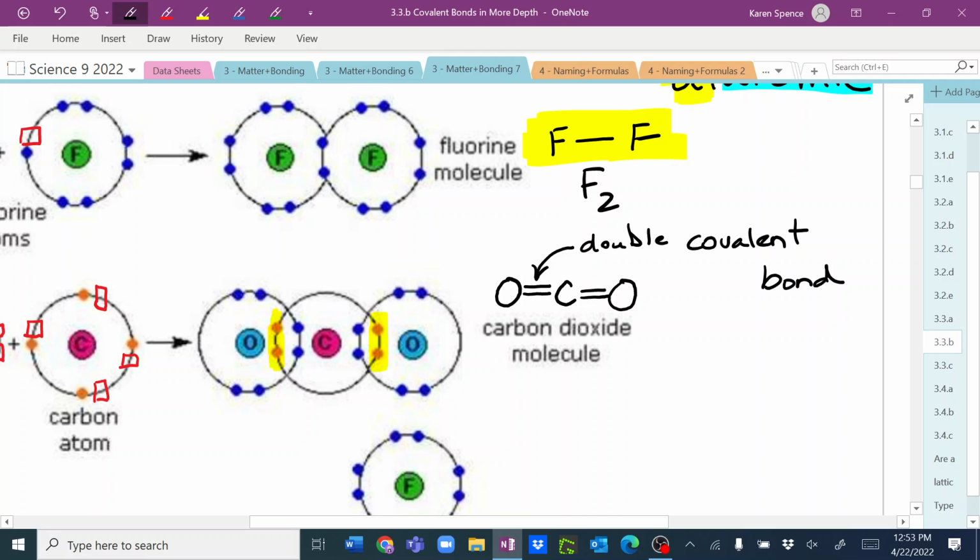How many electron pairs are in a double covalent bond? 2. 2 electron pairs.